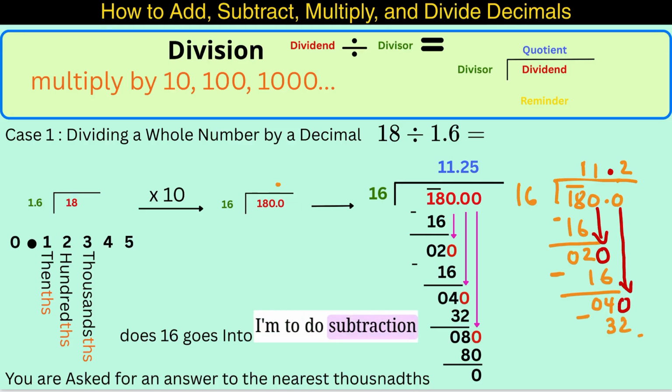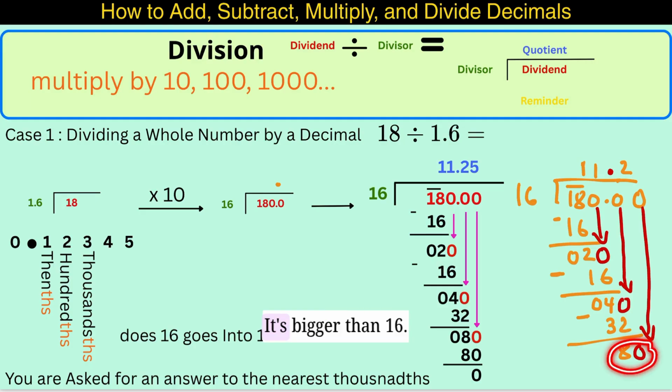Then I'm going to do subtraction again. So 40 minus 32 will give me 8. 8 is smaller than 16, which is good. But guess what? I cannot stop in here. I need to get 0 at the end. Then I will borrow another 0 and bring it down to make this number 80.